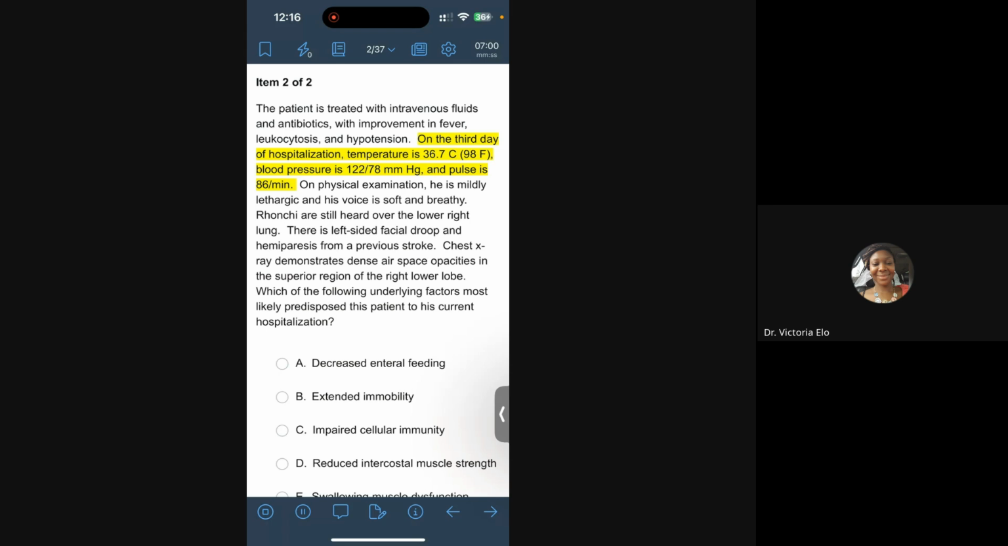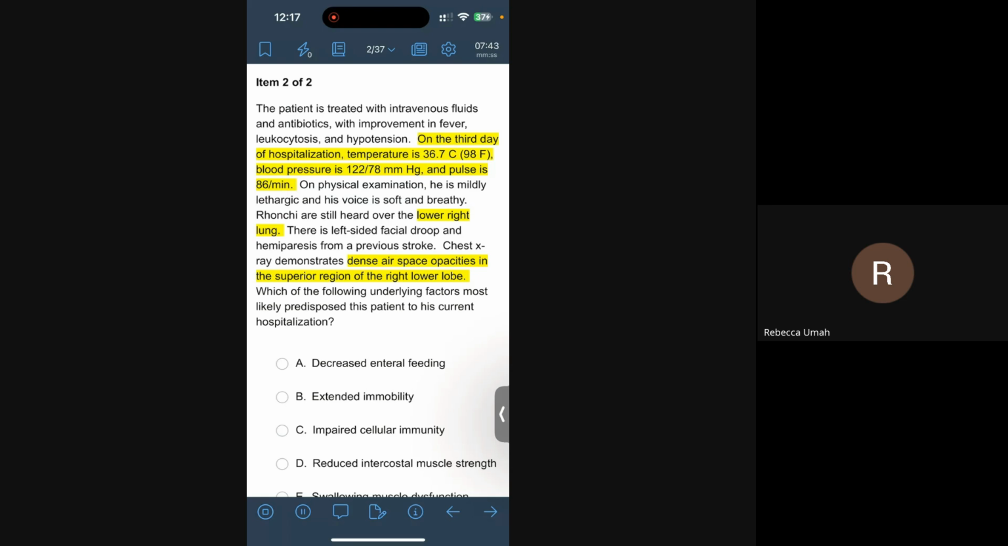Is the new opacity in the same place the patient had before he came into the hospital? Yes, the first opacity was at the lower right lung. Now the patient develops a dense air space opacity in the superior region of the right lower lobe, and there is left facial droop and hemiparesis from the previous stroke. What is the most likely cause why the patient develops an air space opacity in the superior region of the right lower lobe?